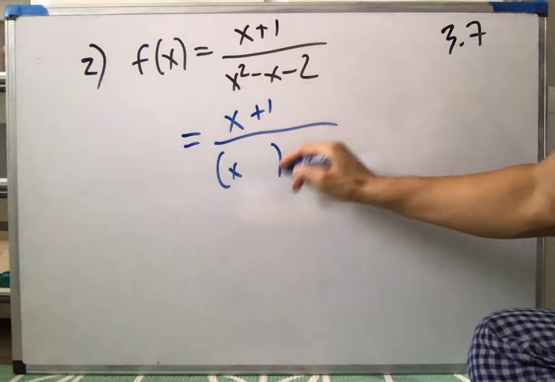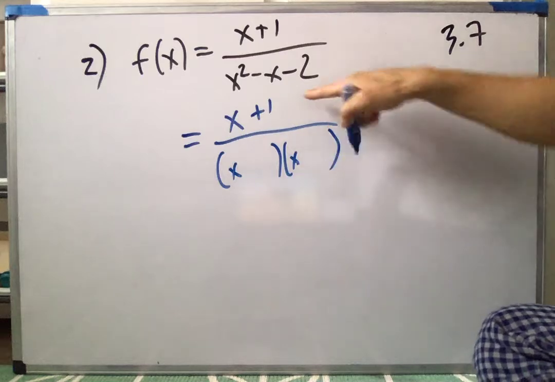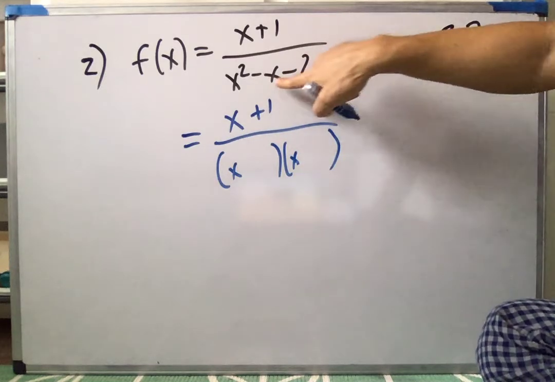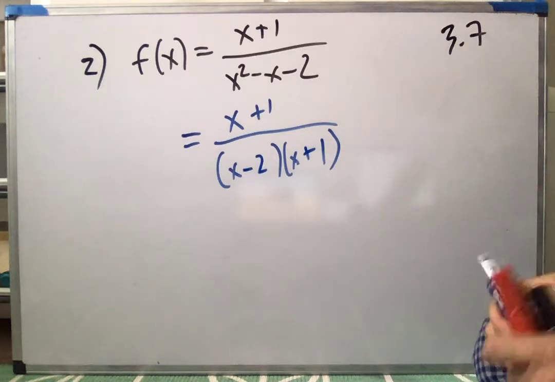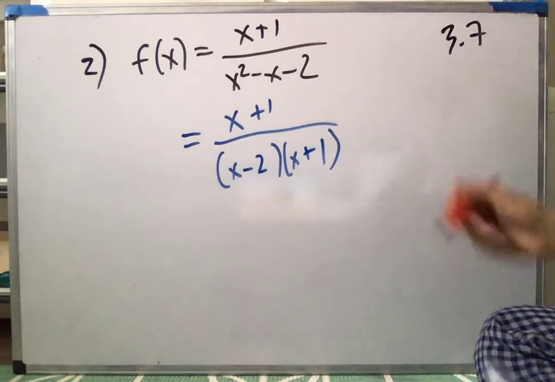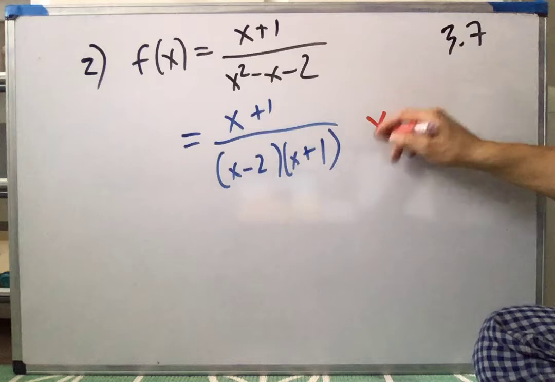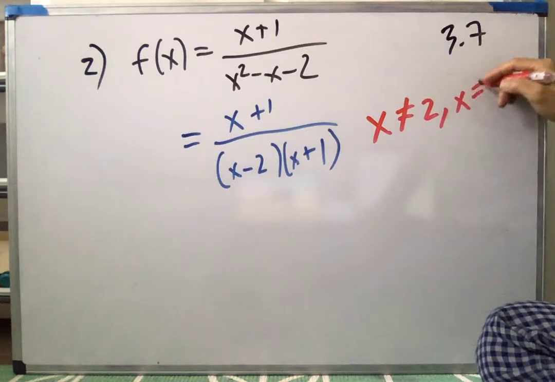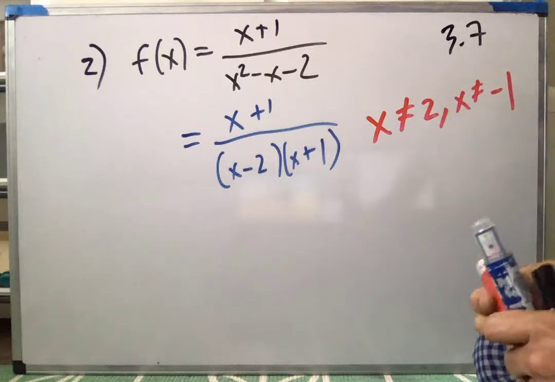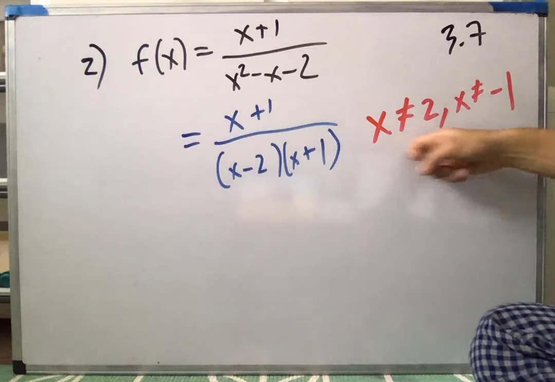So let's factor it. I need two things that are going to multiply to negative 2 and add to negative 1. Looks like negative 2 and positive 1. So at this stage, before I do any simplification, this is where I want to write down my restrictions. My restrictions are x cannot be equal to 2 and x cannot be equal to negative 1. Okay, these are all my restrictions.